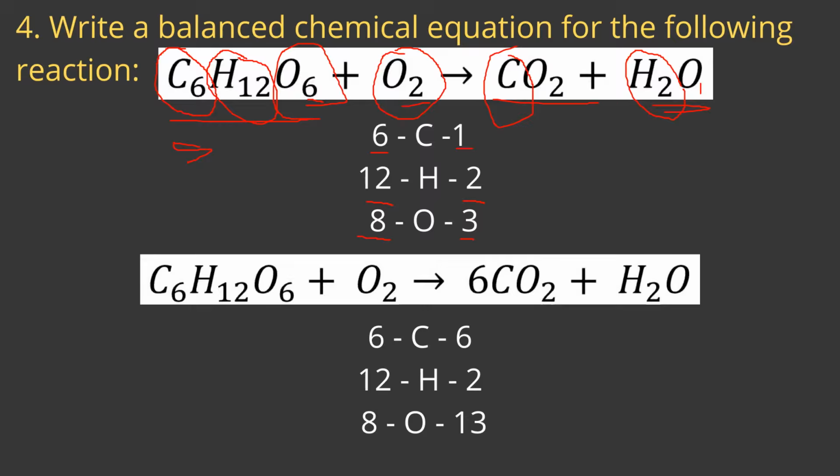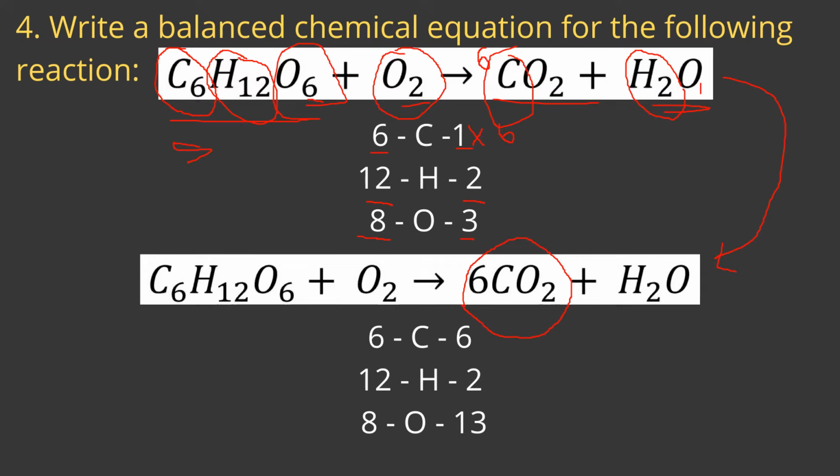We start first off by balancing the carbon. To balance the carbon, I can simply multiply by 6, meaning I'll need to put a 6 here in front of the carbon dioxide. When you put a 6 here, this is the equation that you get. So you have 6 carbon dioxide, right?